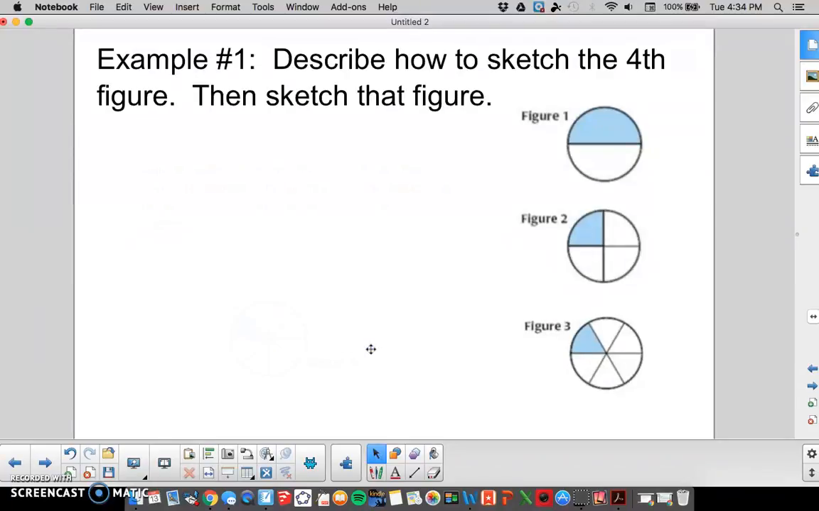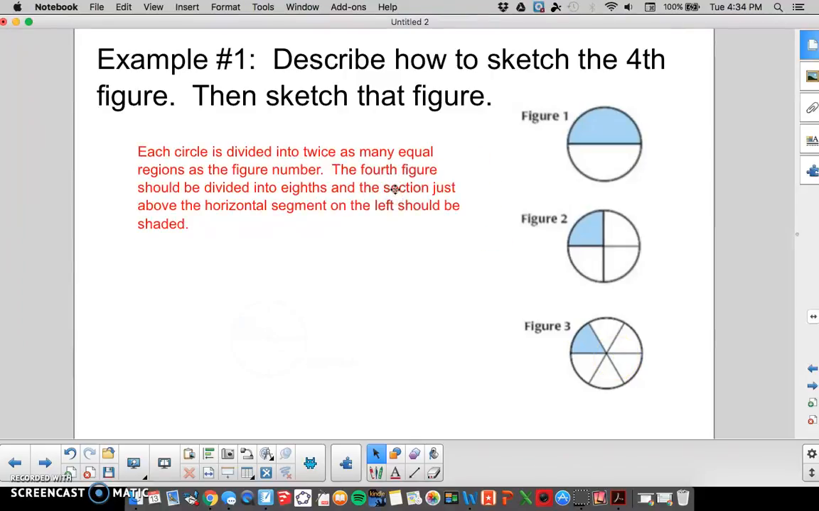So we're going to draw a conclusion based on the data that we're given in these figures. Describe how to sketch the fourth figure, then sketch that figure. So in figure 1, we have 2 sections. Figure 2, we have 4 sections. Figure 3, we have 6 sections. So notice that each circle is divided into twice as many equal regions as the figure number. So figure 1, we have twice as many, which is 2. Figure 2, 2 times 2 is 4. Figure 3, we have 6, which is 3 times 2. So the fourth figure should be 8 sections, because 4 times 2 is 8.